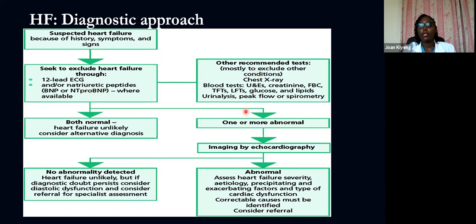If one is abnormal, let's say your 12-lead ECG is abnormal, you go ahead and do echocardiography. In our setup, because we don't have these natriuretic peptides, we may just ask for a 12-lead ECG and do an echo as well. And then, of course, with the echo now, you assess the function.